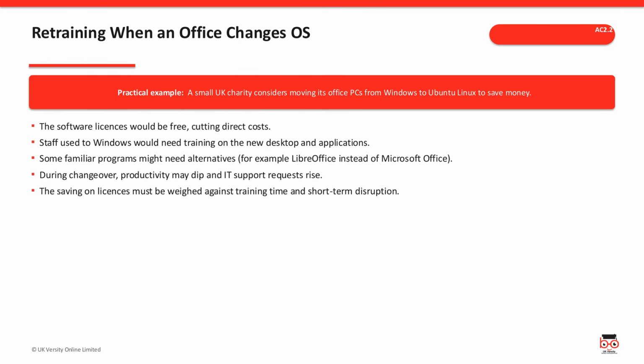Picture a small UK charity thinking about moving its office PCs from Windows to Ubuntu Linux to save money. On paper, the licenses are free, which cuts direct costs straight away. But staff who know Windows would need training on the new desktop and applications. Some familiar programs would need swapping out. LibreOffice in place of Microsoft Office, say, and during the changeover productivity might dip while support requests climb. The lesson is that the saving on licenses has to be balanced against the training time and the short-term disruption.